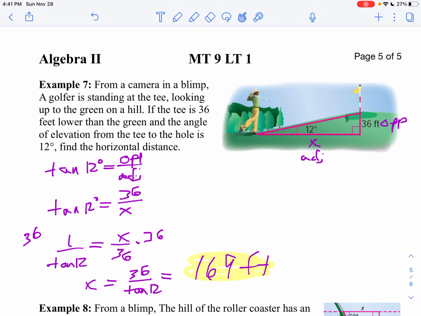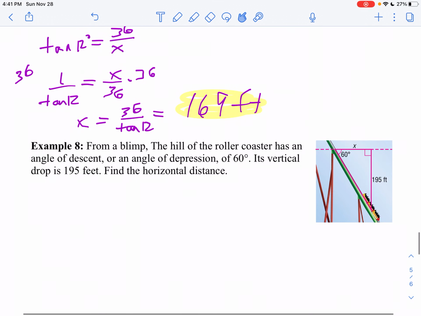Now let's take a look at example 8 here. It says, from a blimp, the hill of a roller coaster has an angle of descent or an angle of depression of 60 degrees. Its vertical drop is 195 feet. Find the horizontal distance. The important thing to remember when you model this is that when we say angle of depression, that's from the horizontal. So that's where the 60 degrees goes there.